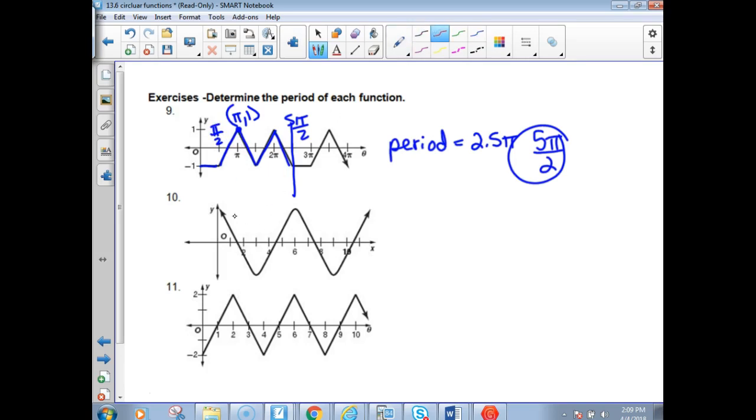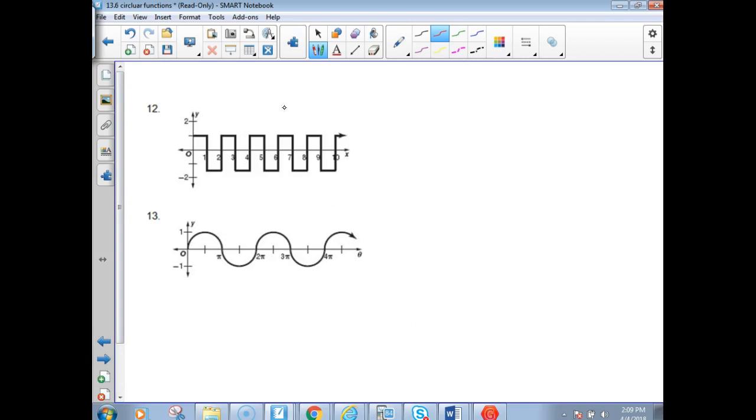On number 10, we see it's just a kind of a V graph, and then it's going to repeat itself, another V here. So where it started to repeat was right there. So the period is 6. Okay, 11, the period would be every 4, so it's 4. Okay. Number 12, what's happening on that one? Well, you got a flat part, go down, go over, go up, and then you start over. So that's the period of 2.